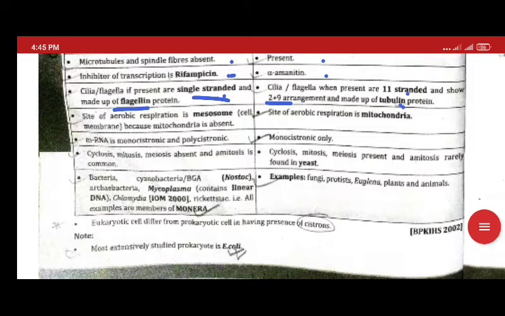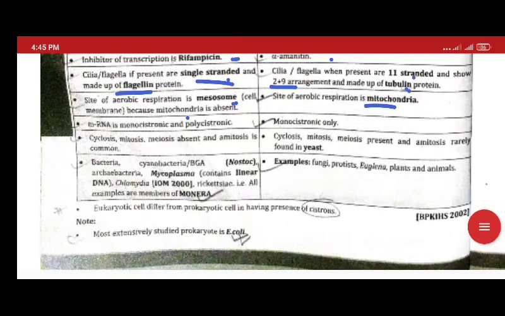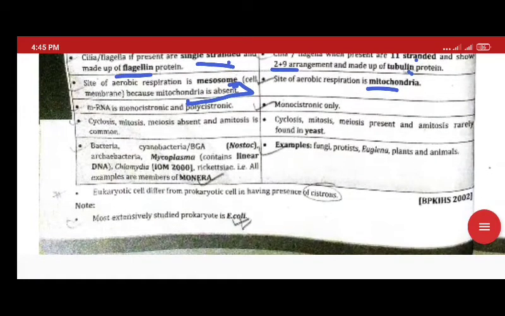Now aerobic respiration occurs in mesosomes in prokaryotes, and here aerobic respiration occurs in mitochondria. So here mesosome is instead of what? Mitochondria. The alternative in prokaryotes is the mesosome.